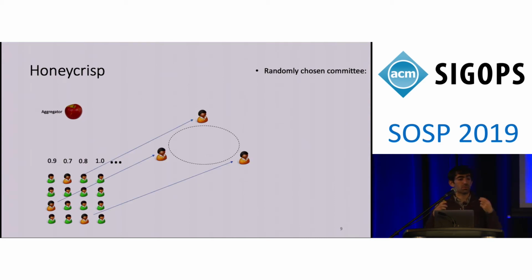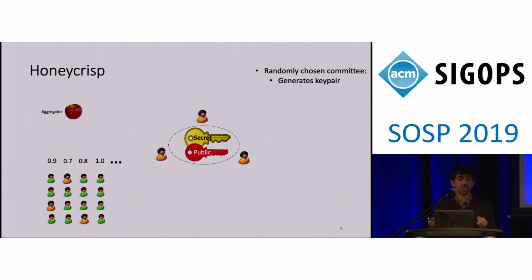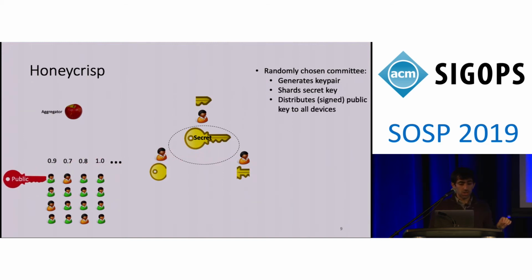And these are going to perform some small multi-party computation in which they're going to generate a key pair of a secret key and a public key. And they're going to secret share this secret key amongst themselves so that no individual party actually holds this key, but when they come back together, they'll be able to recreate it. And we're going to distribute this public key to all the devices. Now, all these devices can take this public key, and they can encrypt their data knowing that the aggregator doesn't actually have the secret key, so they won't be able to decrypt it.